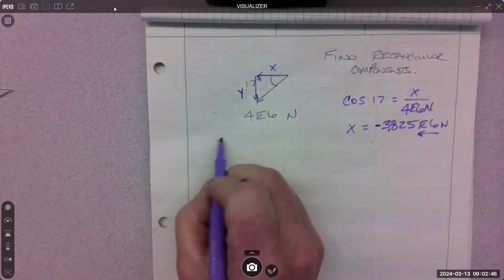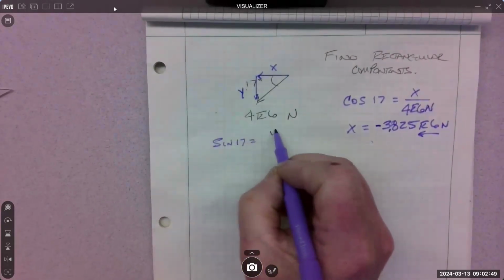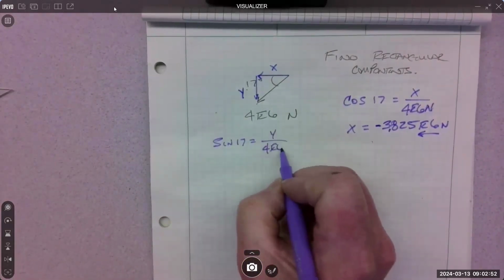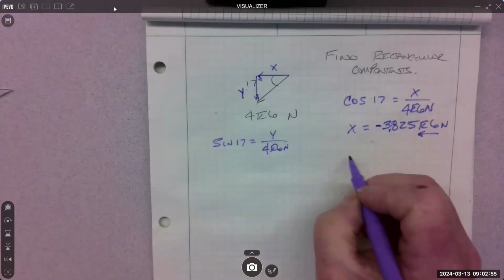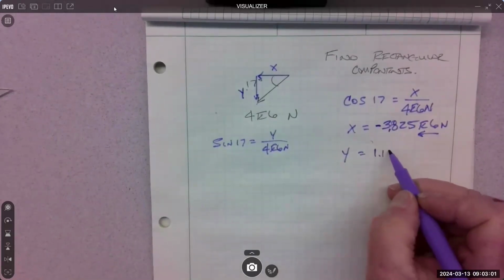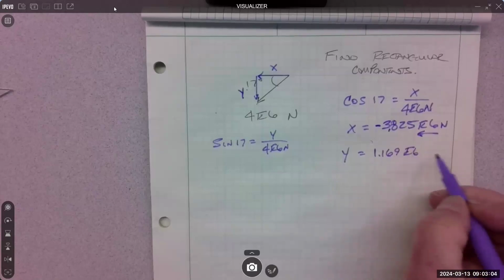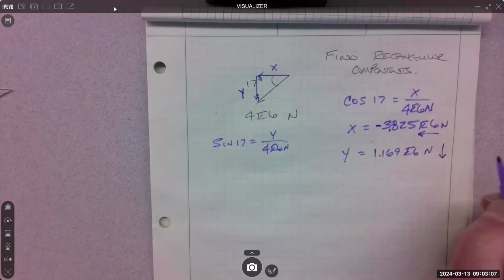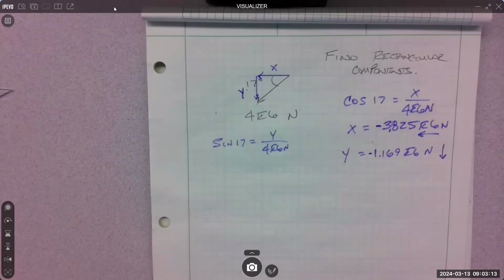Good. Sine 17 is going to be y over the hypotenuse, 4E6 newtons. What is my y component? 1.1696. 1.169E6 newtons down, negative. On the test, it'll have a little note at the top that says all numbers are precise to 2 decimal places. So you'll report all numbers back to 2 decimal places. Is it 4 times 10 to the 6th?